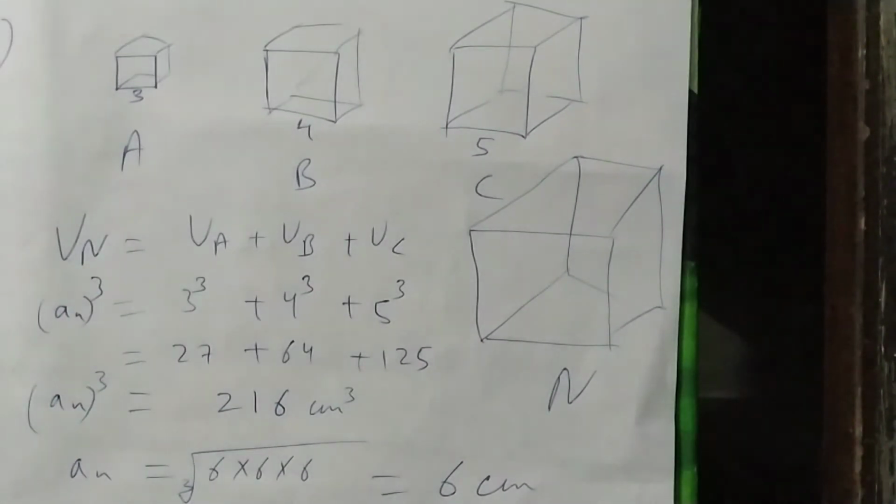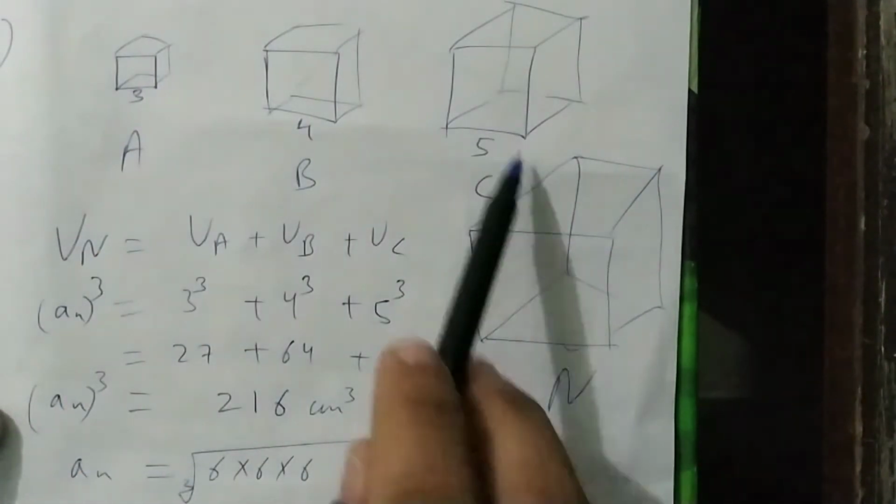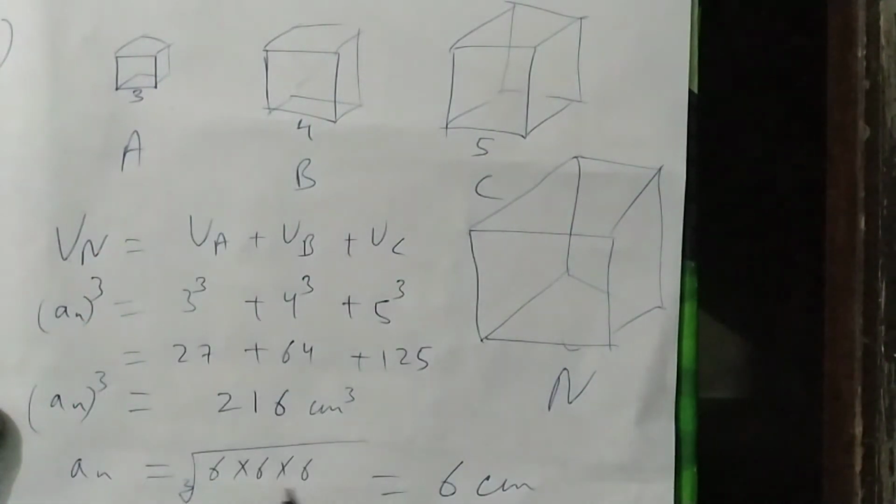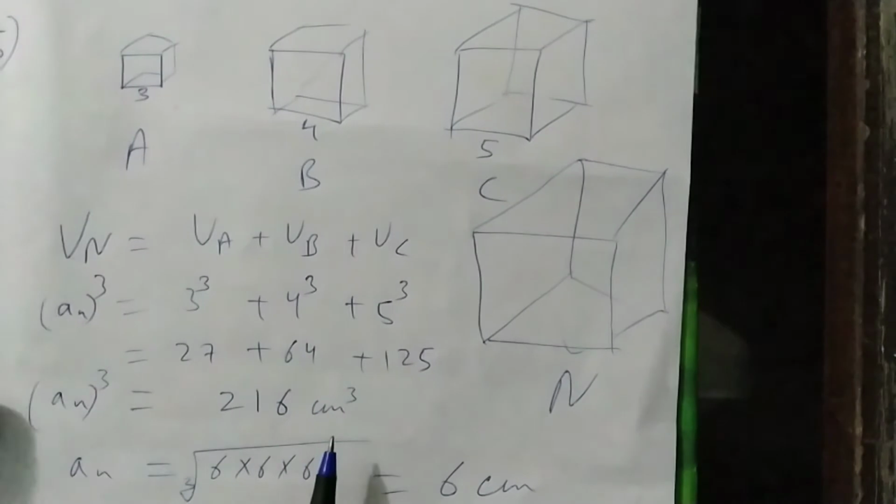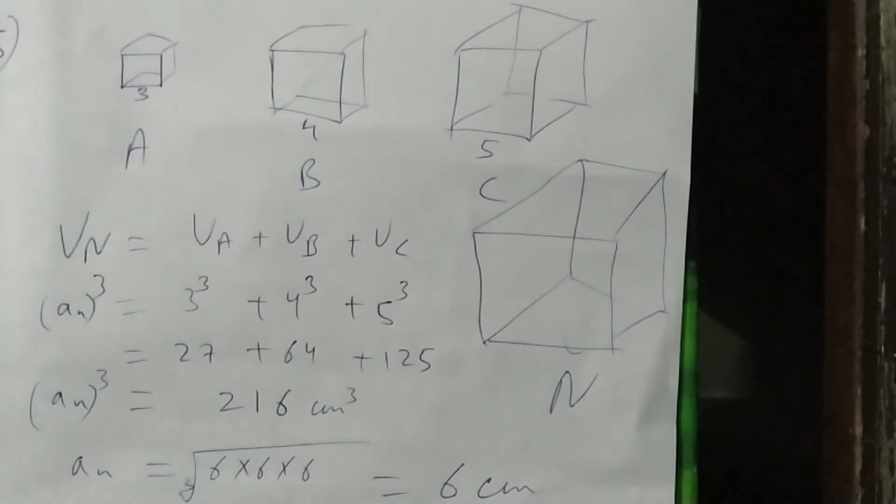You can note this question, but no need to do this. This is just for explaining. You can assume the length of edge of new cube is a. So this is how to calculate.